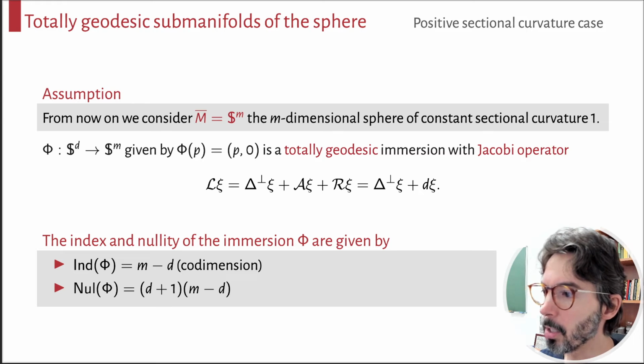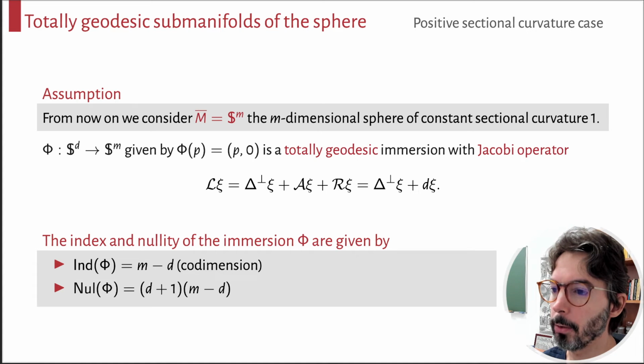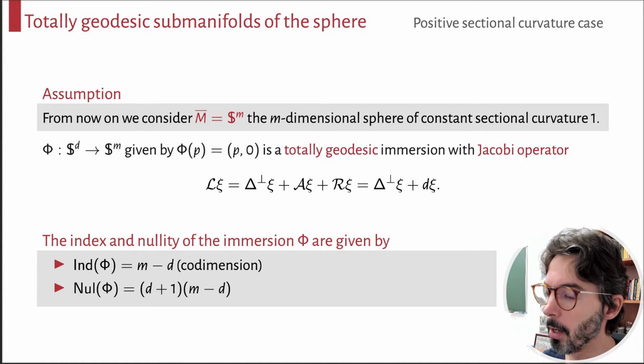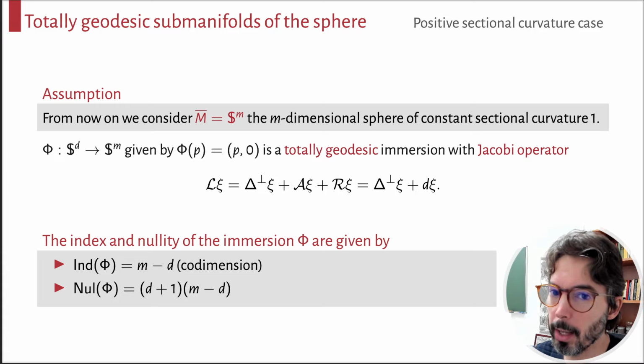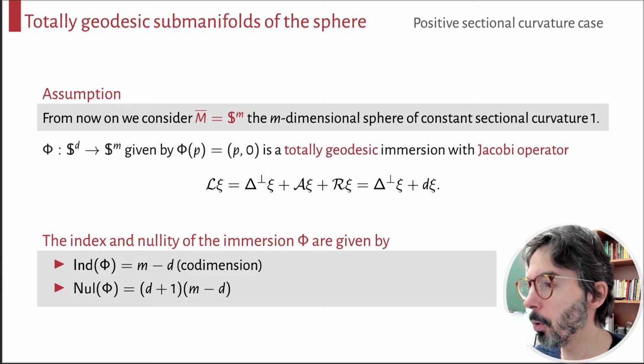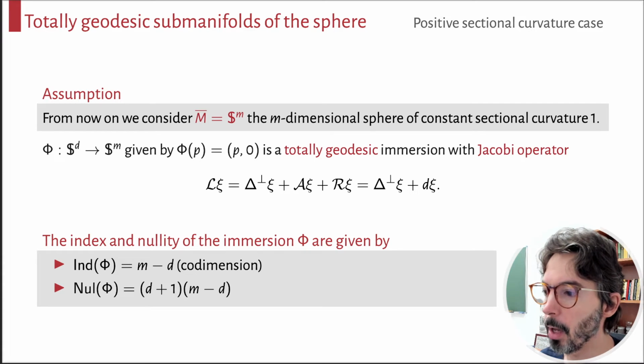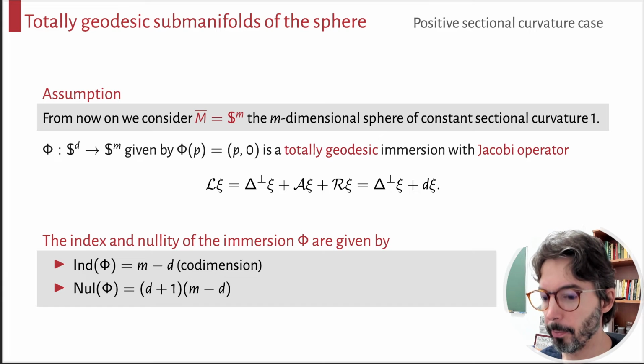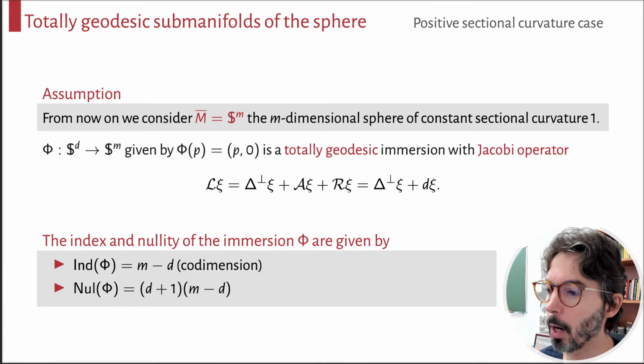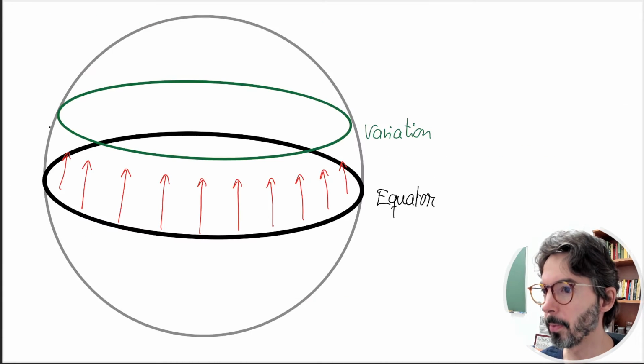So then we've got this result that the index of this immersion of a totally geodesic great sphere is actually the codimension, and the nullity is the product of the dimension plus 1 and the codimension. Okay, let's see how we can obtain this result.